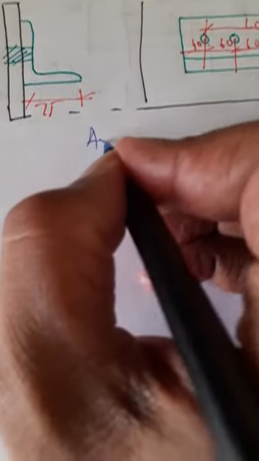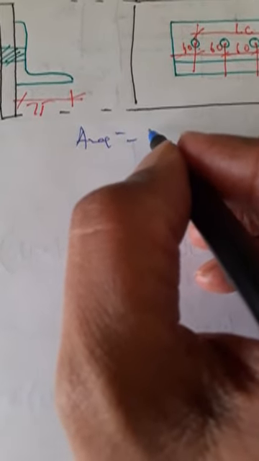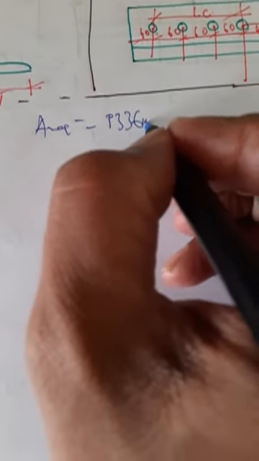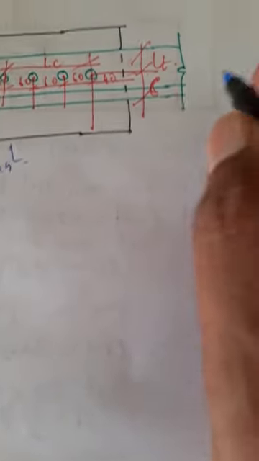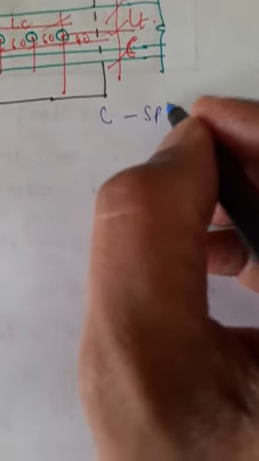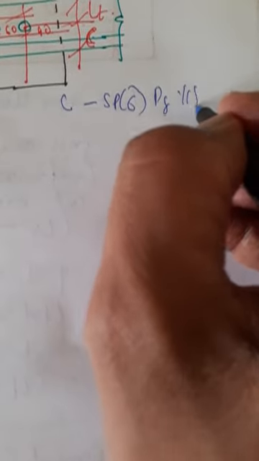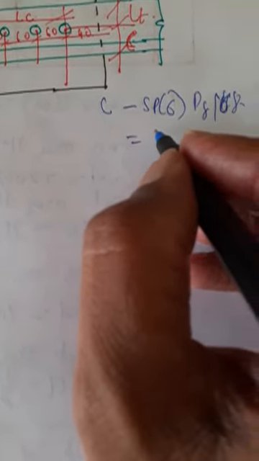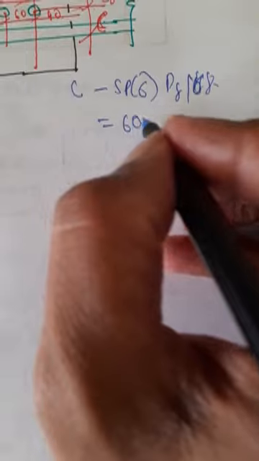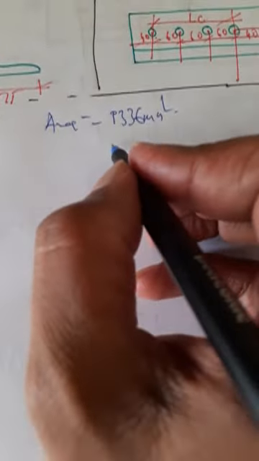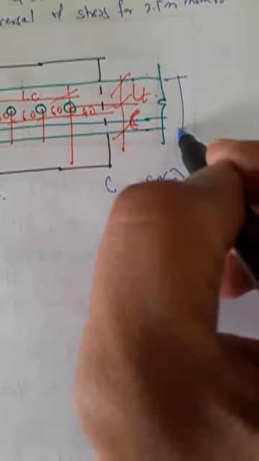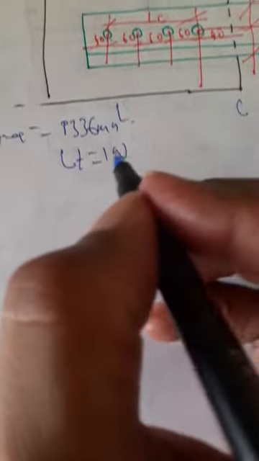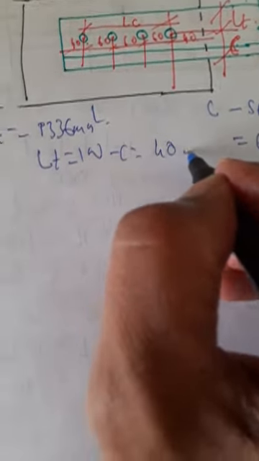Now from steel tables we have area of ISA 100 by 75 by 8 as 1336 mm square. Now this C value we are getting from SP6 page 168. This is again a code book. From this code book you will get these values, and this C value for the given angle is 60 mm. Now therefore LT is equal to 100 minus C, which is equal to 40 mm.